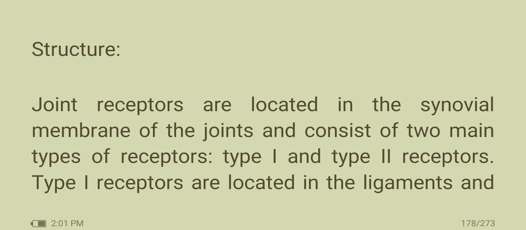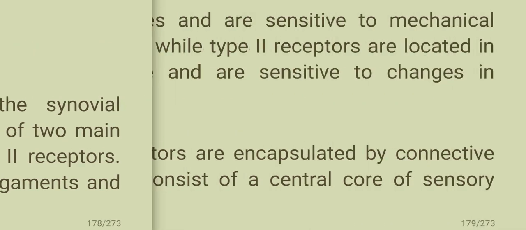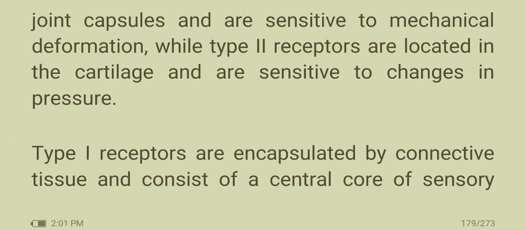So joint receptors are located in the synovial membrane of the joints and consist of two main types of receptors, type 1 and type 2 receptors. Type 1 receptors are located in the ligaments and joint corpuscles and are sensitive to mechanical deformation, while type 2 receptors are located in the cartilage and are sensitive to changes in pressure.